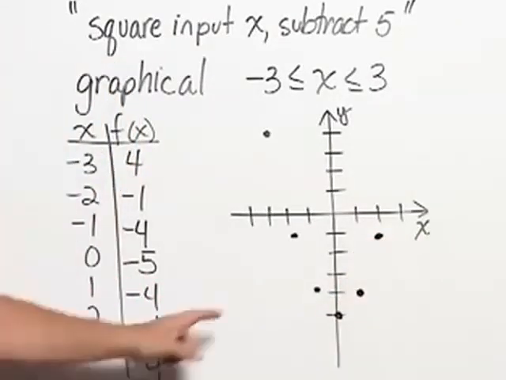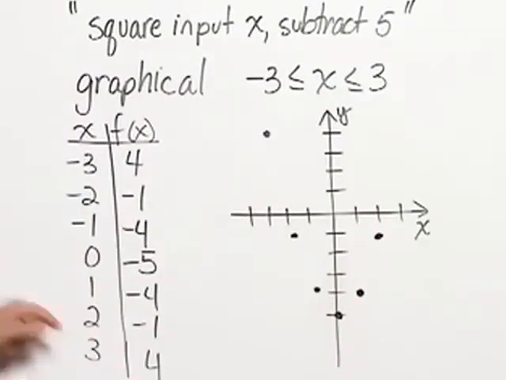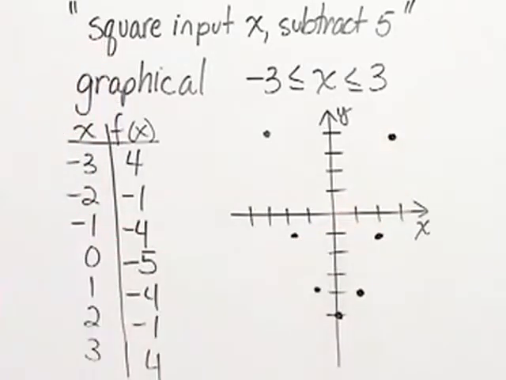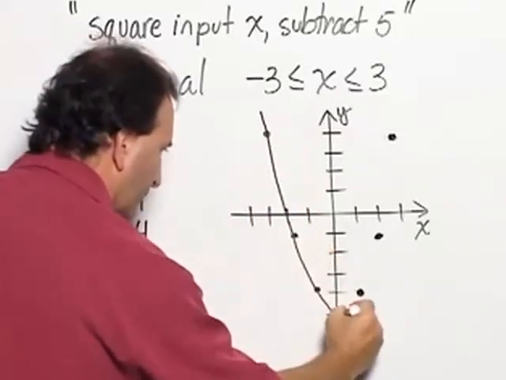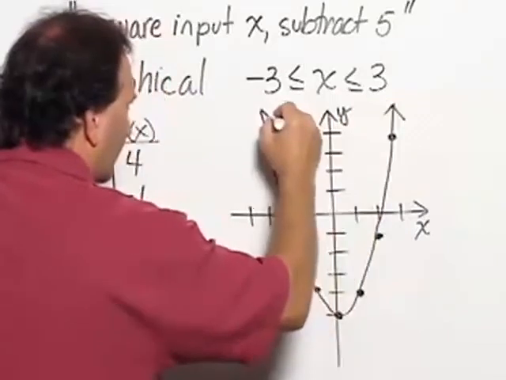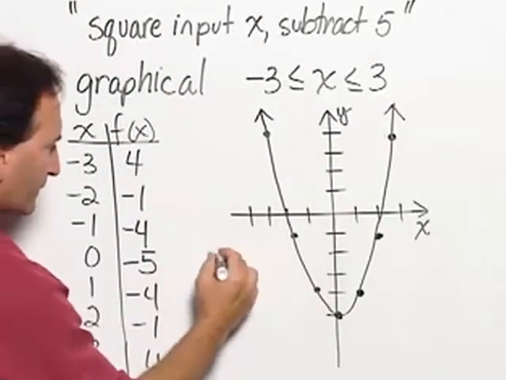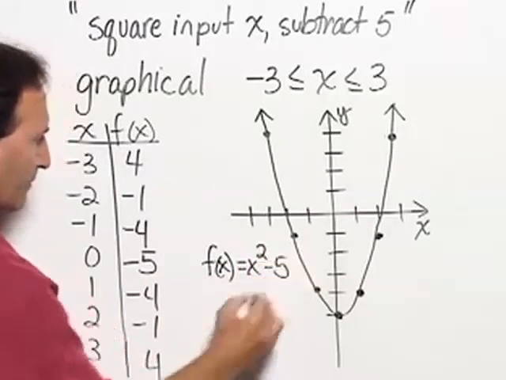And you might begin to see that we have symmetry going on here. So, of course, 3, 4 would be the point up here. And so to draw our graph, we simply need to connect those points with a smooth curve, which of course is the shape of a parabola. And this is the graph of f of x equals x squared minus 5.